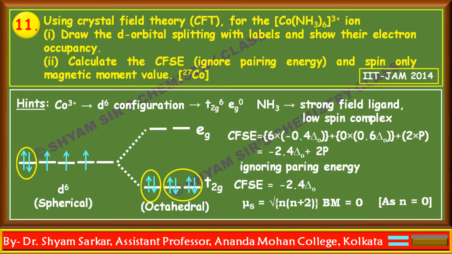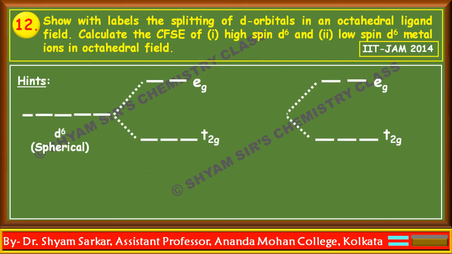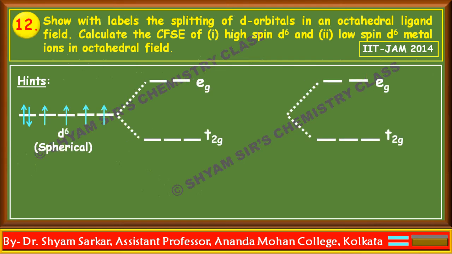See the next question. Here they asked, show the levels of splitting of d orbitals in an octahedral field and calculate CFSE of high spin d6 and low spin d6 metal ions in an octahedral field. So let us see how we can solve this question. In case of high spin d6, t2g and eg will be filled as t2g 4 and eg 2, and in case of low spin, t2g 6 eg 0. As you can see the electronic arrangement in both the cases.